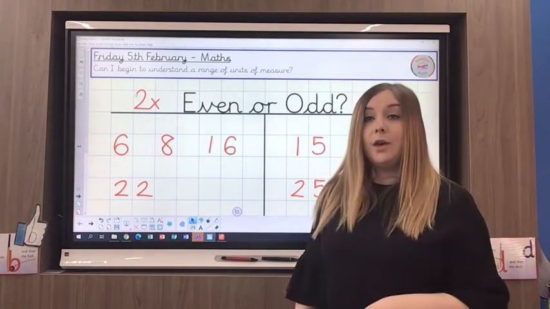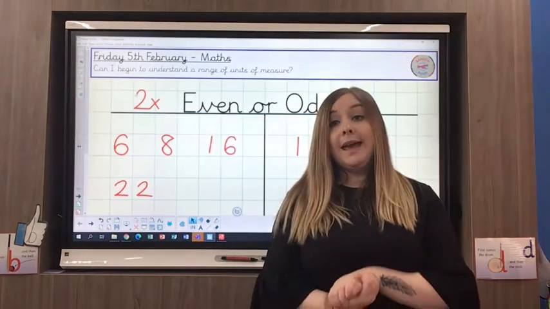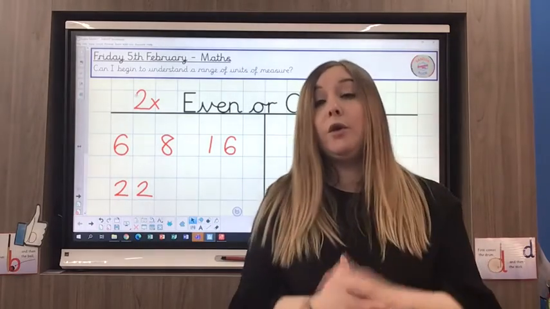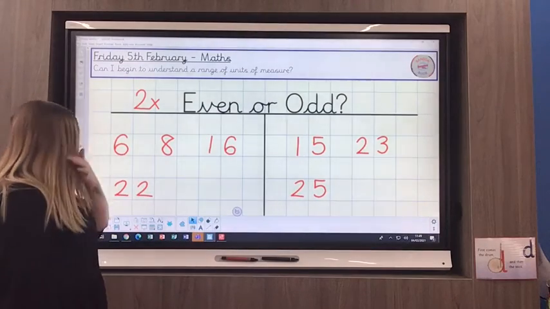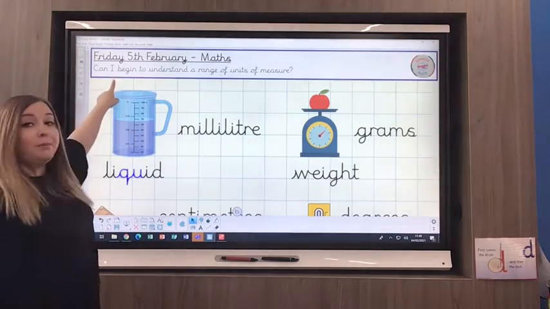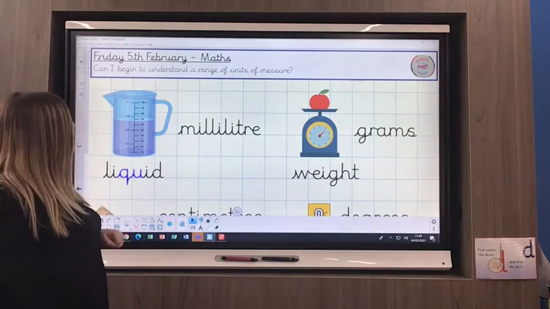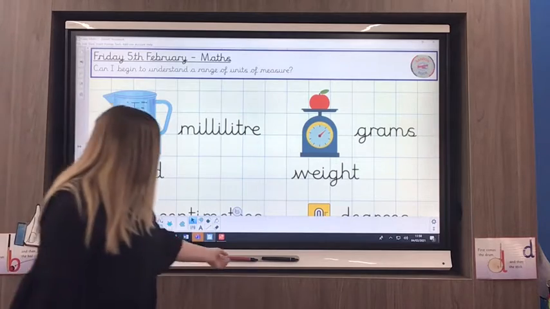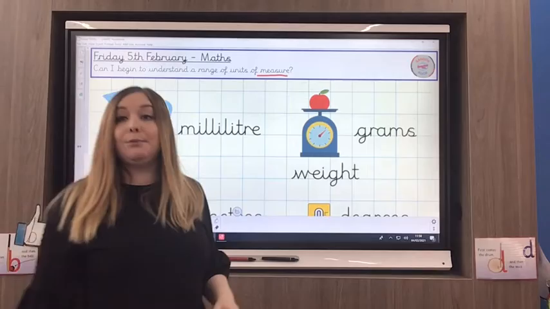Okay, now today we are moving on to something completely brand new. And I know we'll do fantastic at this because you did so well at your fraction work. Okay, so your learning question today, Year 4, says, can I begin to understand? And we've put begin there because we're only just starting with this brand new learning. Can I begin to understand a range of units of measure? So our key word today is measure.